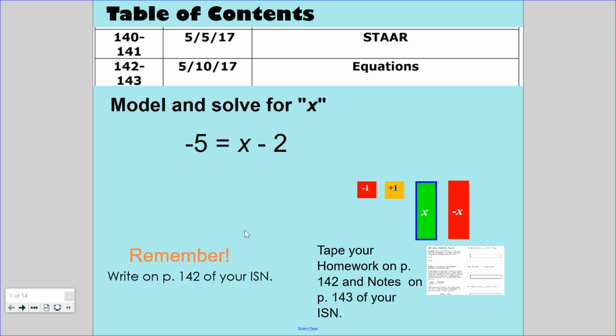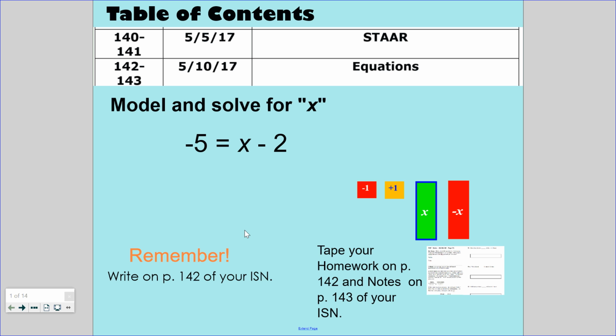Welcome. This video concerns two-step equations. So we're going to learn how to model and solve two-step equations. So let's look at this. It says model and solve for x. -5 is equivalent to x minus 2.